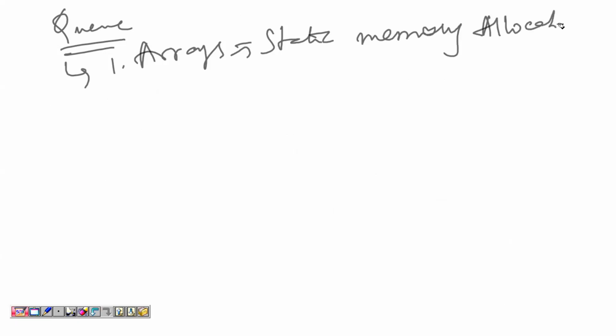So how can you implement a queue? You can implement it in two ways. One is using arrays, that is static memory allocation, and the other is using a linked list, which is dynamic memory allocation.